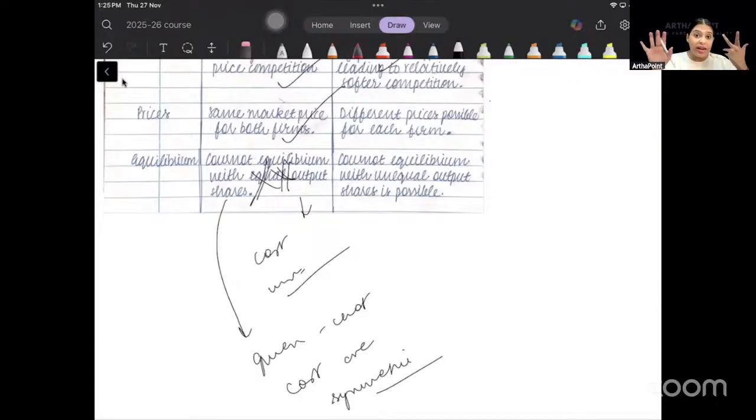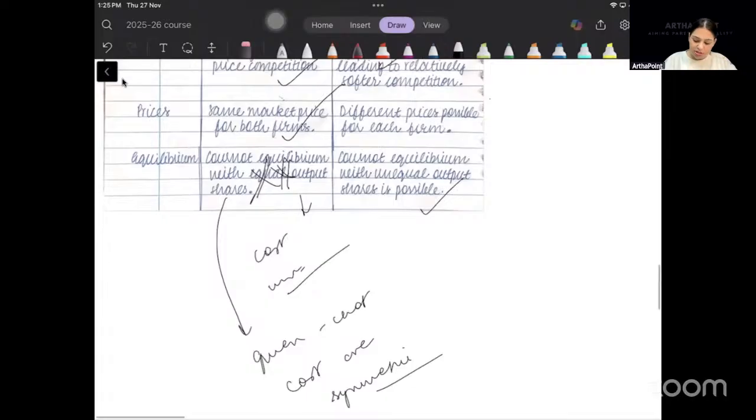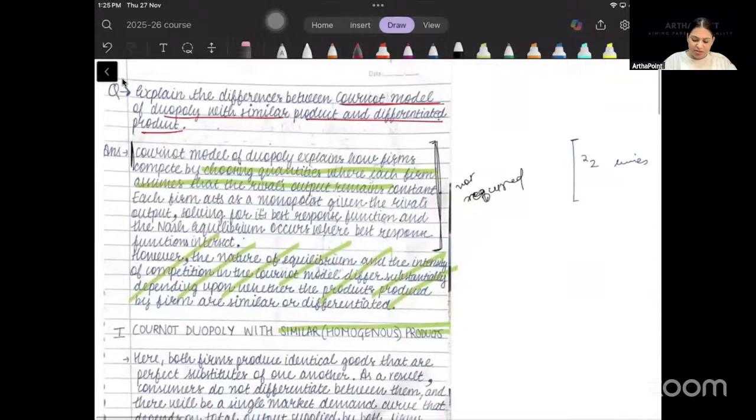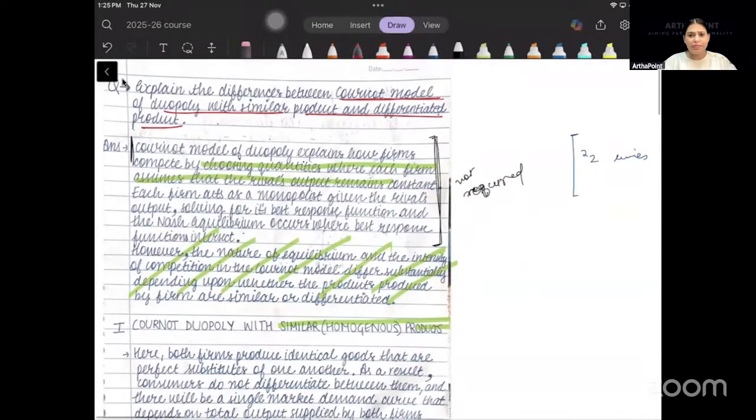This is not a generalization that with homogeneous product you will always have the output to be same. Cournot equilibrium with unequal output share is possible. Okay, so I hope you will improve upon this answer and you will write the mathematical model for both of them, right?